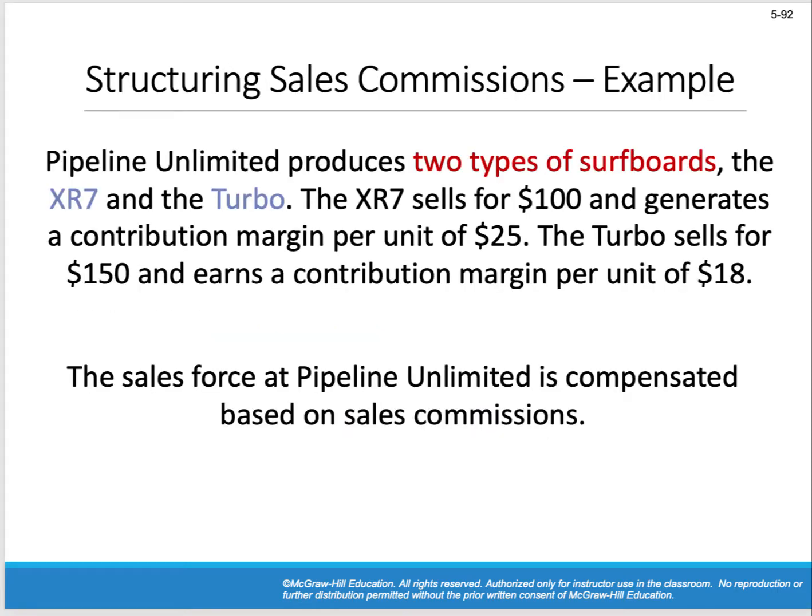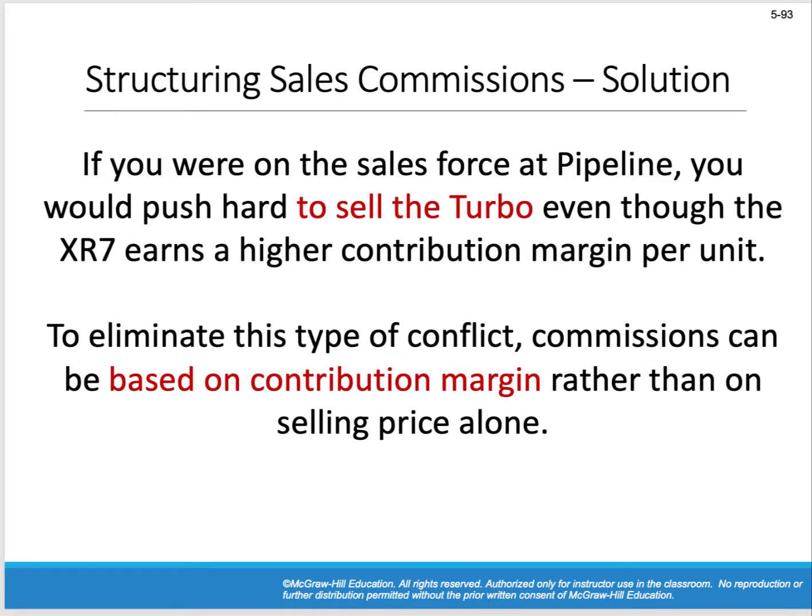So let's say Pipeline Unlimited produces two types of surfboards, the XR7 and the Turbo. The XR7 sells for $100 and generates a contribution margin per unit of $25. The Turbo sells for $150 and earns a contribution margin per unit of $18. Okay, so let's look at the sales force at Pipeline Unlimited when they're compensated based on sales commission. And we're going to look at the difference between these two boards.